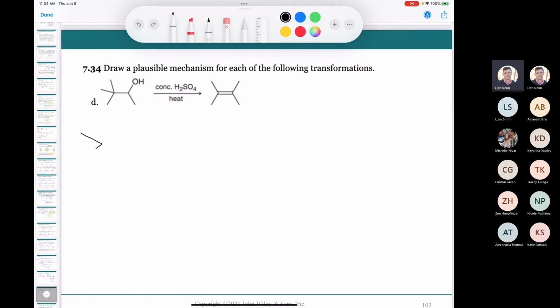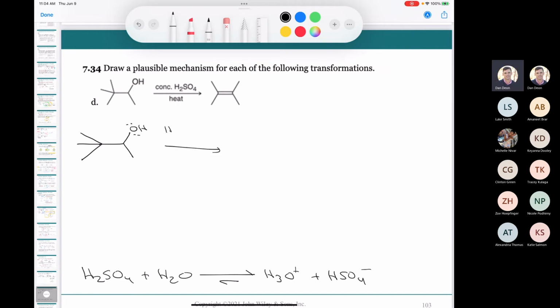Let's draw it out. We're going to have our alcohol, and it's going to undergo protonation via the acid. Now, what's the major acid that we have in here? Remember, you're in concentrated sulfuric acid. Sulfuric acid is found in water, and that's going to lie to the side of hydronium plus the hydrogen sulfate ion. So I'm going to draw hydronium as my acid since it's what's present in a larger amount.